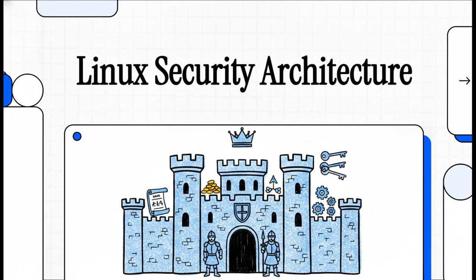Inside this castle, you have a treasury: your data, your running processes, your vital system resources. And just like any impenetrable fortress, you absolutely need a meticulous system of guards, access passes, and ultimate rulers to keep the whole shebang secure.